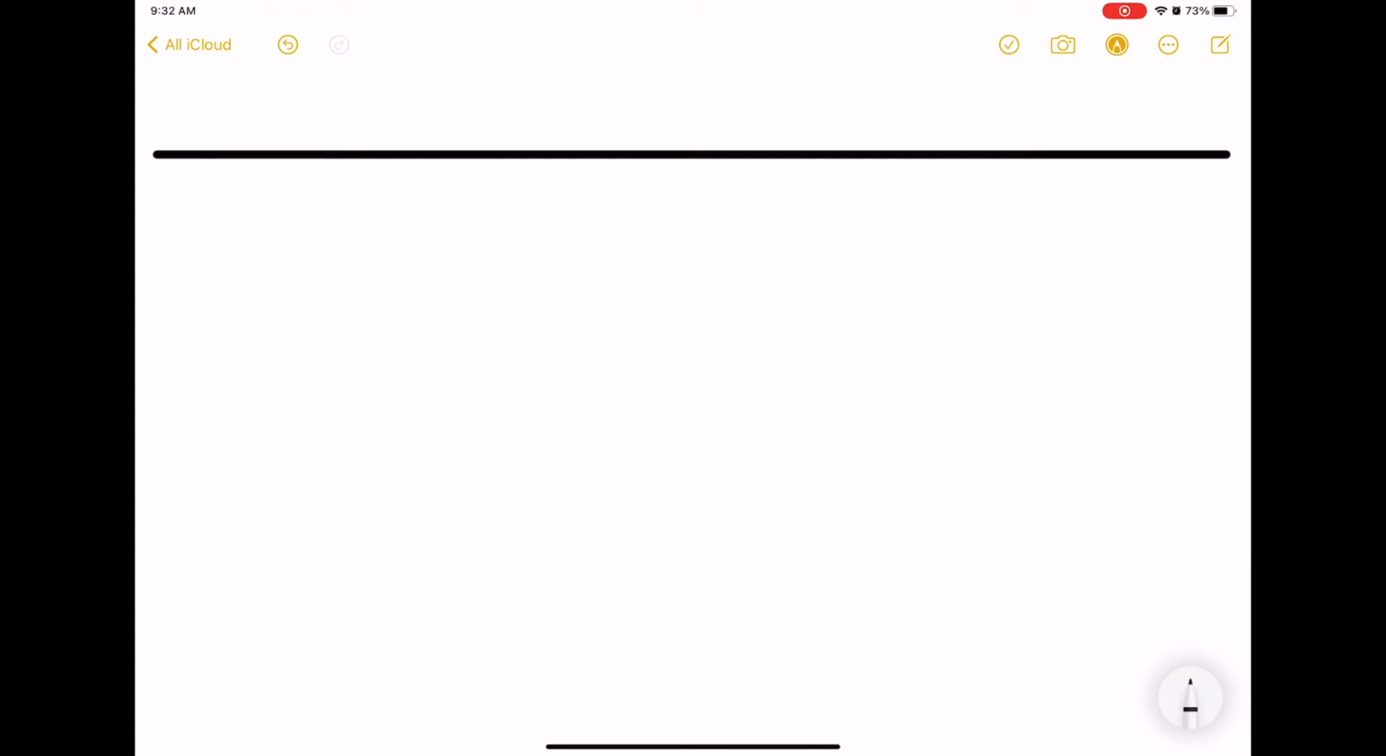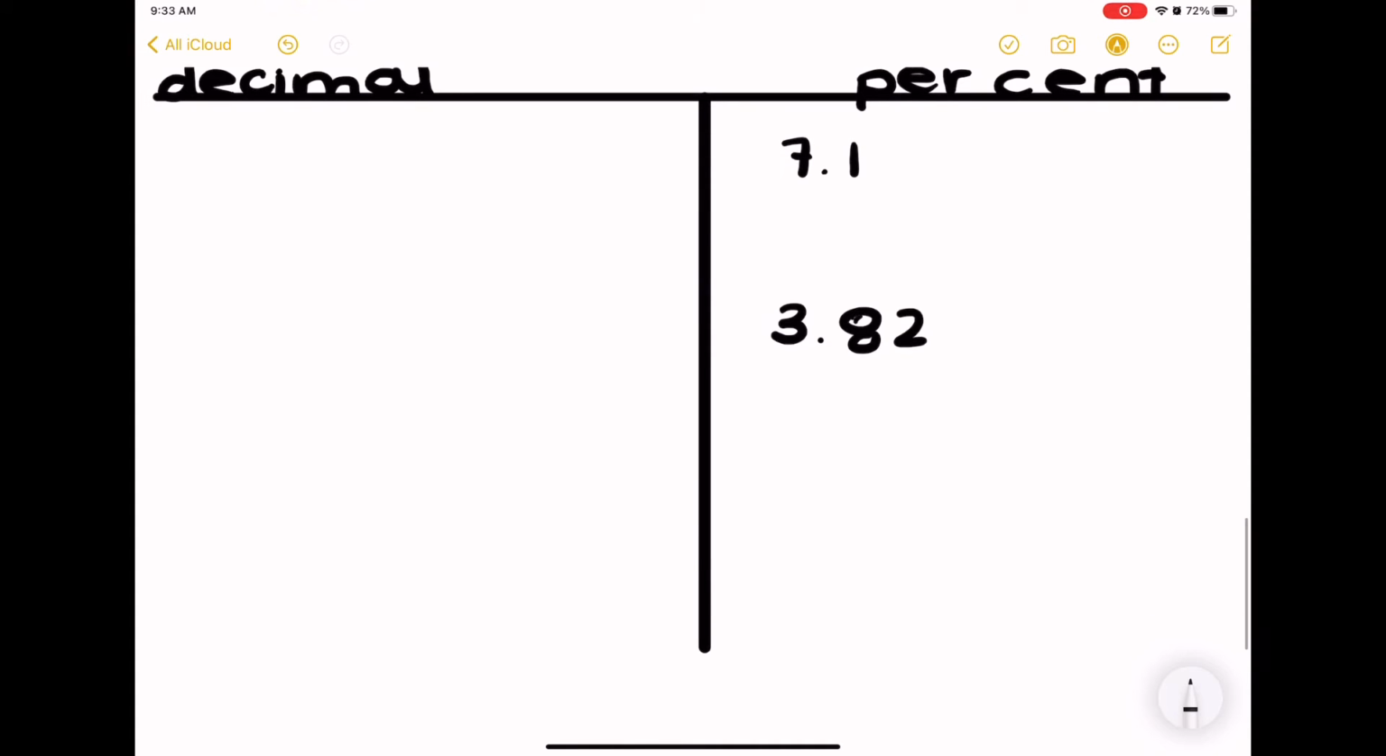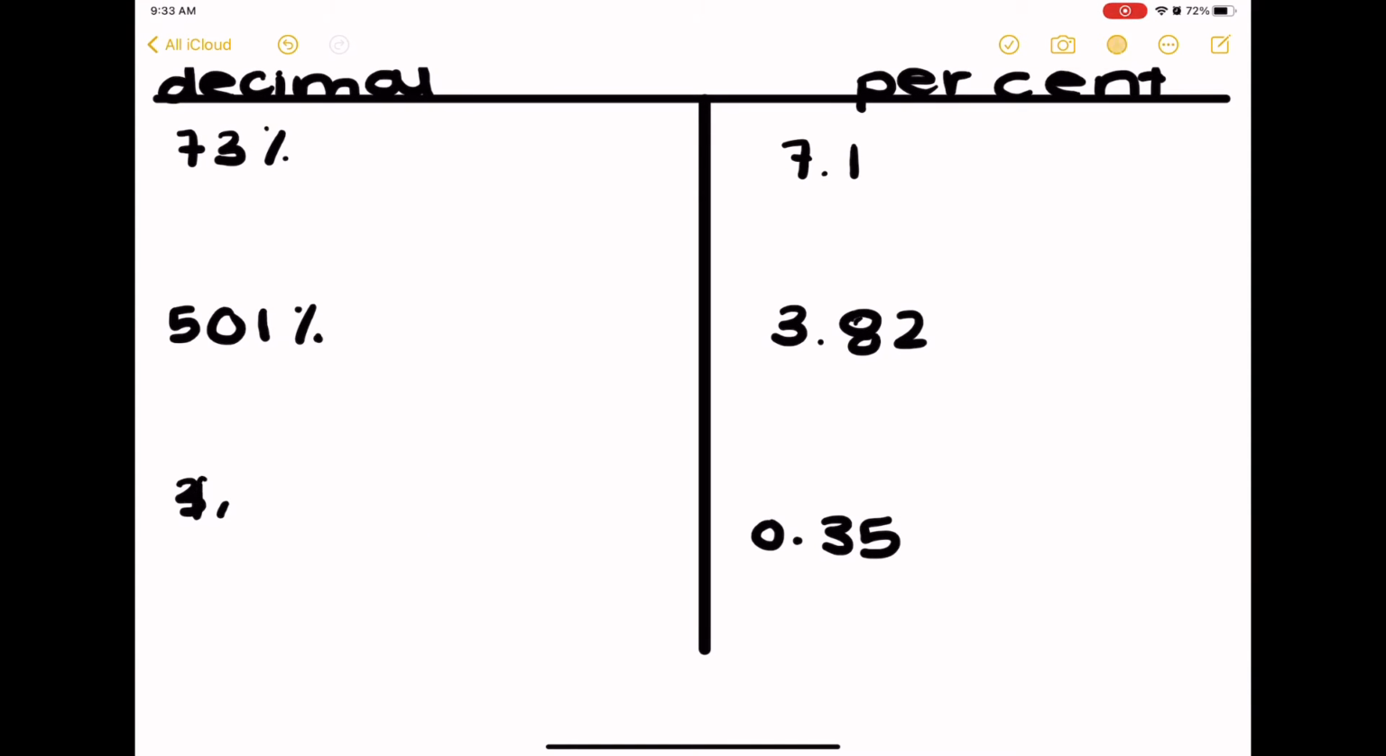Now you all are going to do 6 practice problems all by yourselves. So you're going to convert the decimals to percents, and you're going to convert the percents that I give into fractions or into decimals. You'll have 1 minute.